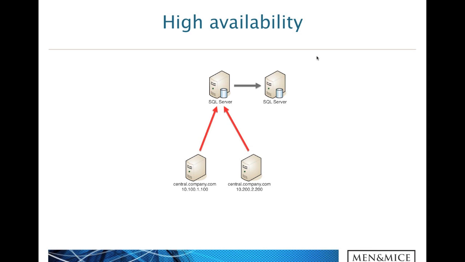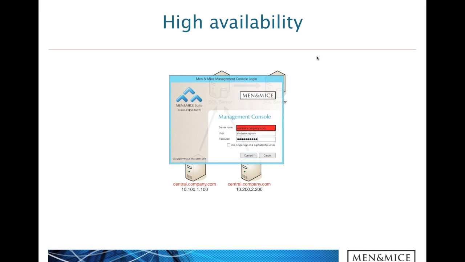configure the centrals, 1, 2, 3, 4, any number of centrals in a high availability mode. And what they will do is send their heartbeat into the database, and the heartbeat determines whether they are alive or not. In this case, I have a DNS entry central.company.com with multiple A records, round robin. When you connect using the console or any other connection mechanism to Men&Mice, whether it's a script, the web interface, or in this case the management console, you enter the name of the cluster. So central.company.com resolves to 2 IP addresses, and the console connects to both IPs, but only one of the Men&Mice centrals is active at any given time.